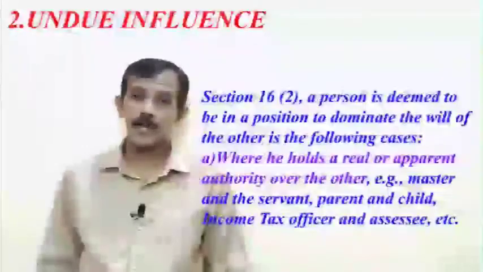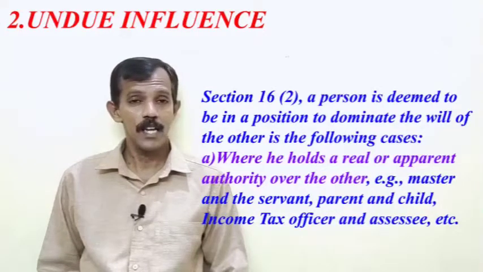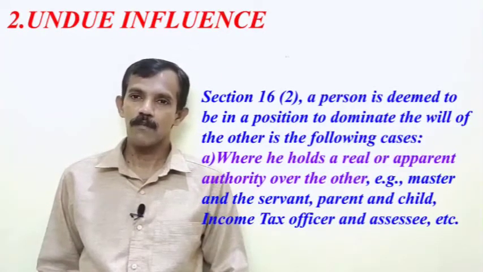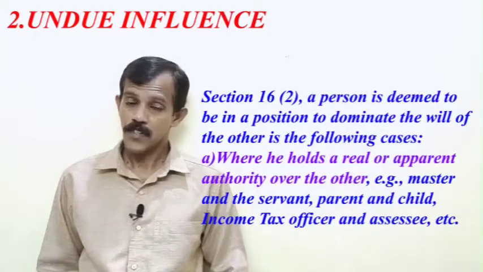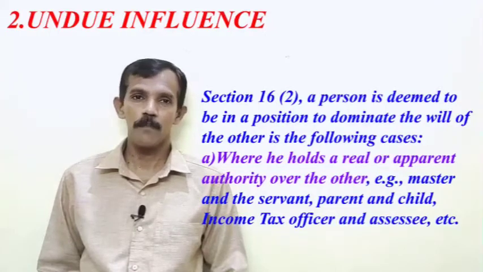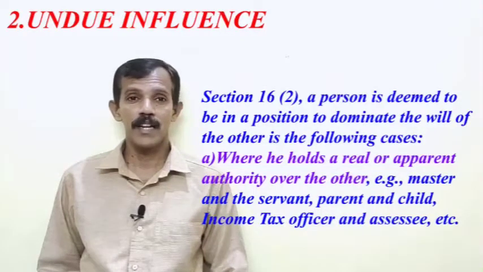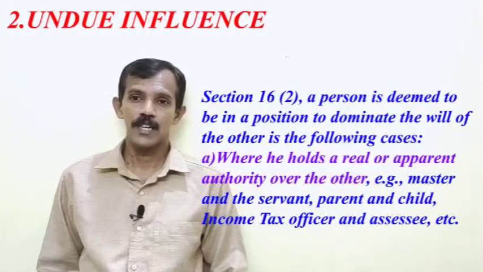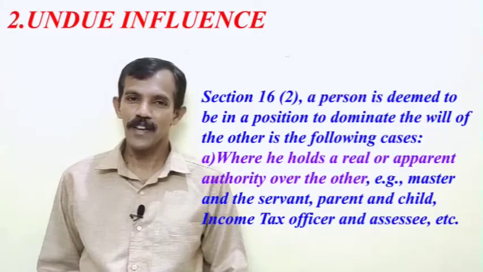Section 16, Subsection 2. A person is deemed to be in a position to dominate the will of the other in the following cases. First case, where he holds a real or apparent authority over the other. Example, master and servant, parent and child, income tax officer and assessee. In all these cases, one person holds a real or apparent authority over the other.